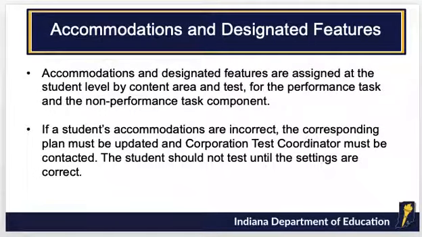Accommodations and designated features are assigned at the student level by content area and test, for the performance task and non-performance task components. If a student's accommodations are incorrect, the corresponding plan must be updated and the corporation test coordinator must be contacted. The student should not test until the settings are corrected.